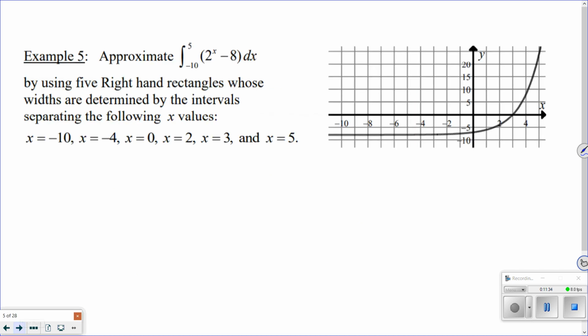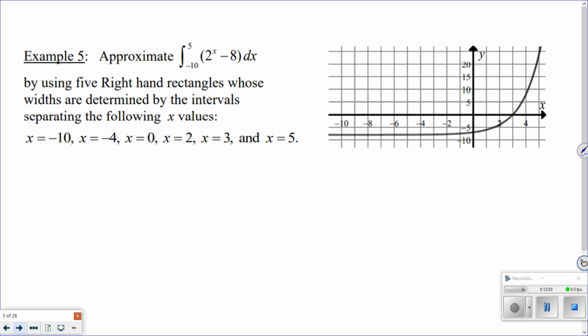All right, so we got this one right here. It says, approximate the definite integral from negative 10 to 5 of 2 to the x minus 8 dx by using 5 right-hand rectangles whose widths are determined by the intervals separated by the following x values. So I'm going to go from negative 10 to negative 4, then from negative 4 to 0, and then 0 to 2, 2 to 3, 3 to 5. These are not equal widths, so I'm going to have to do each one separately.